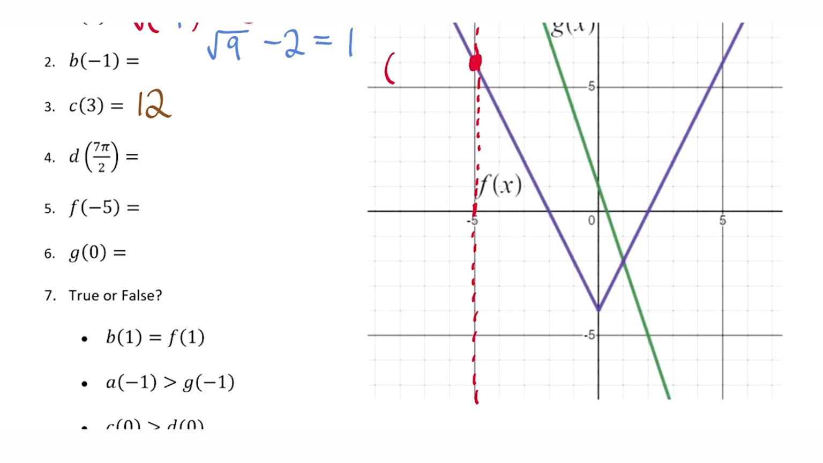So this point is on the function. It is negative 5 comma 6. And so in a point, any point of a function, what a point represents actually is the x and the f of x value. Or in our case, this would be negative 5 comma f of negative 5. So f of negative 5 is 6 because it is the y-coordinate of the function at x equals negative 5. So 6 would be the answer to number 5.